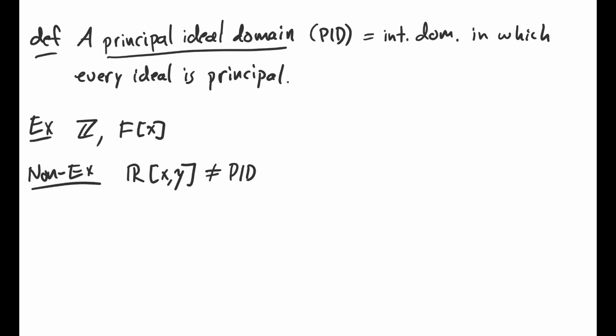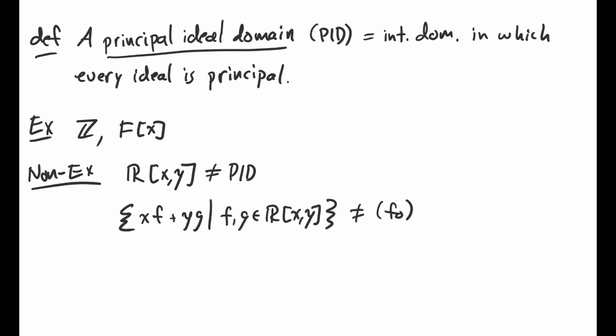For a non-example, polynomials over, say, the reals with two variables is not a PID. For example, to see why this isn't true, look at the ideal generated by x and y. So these are all combinations of fx plus gy. Then this you can mess around with. It's easy to show it's not generated by a single element.